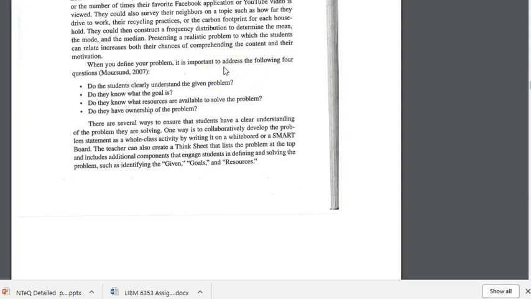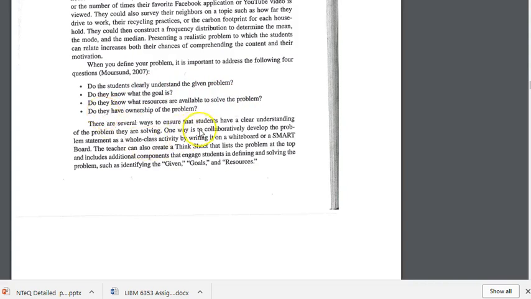As with any type of information literacy process, when you define a problem, it's important to address the following 4 questions for your students. Do your students clearly understand the given problem? Do they know what they're trying to find out? Do they know what the goal is? Do they know what resources are available to solve the problem? And do they have ownership of the problem?